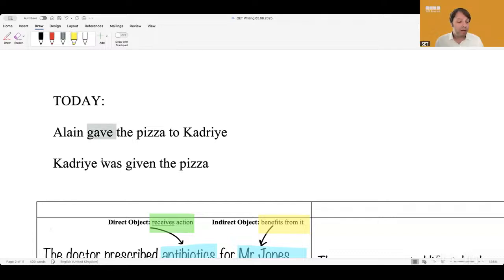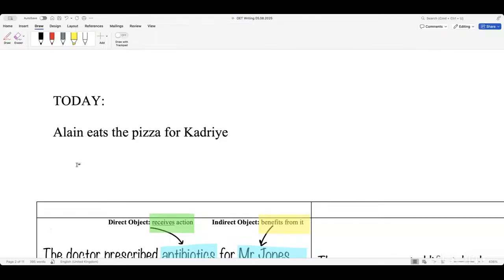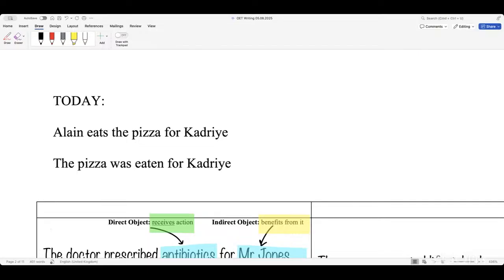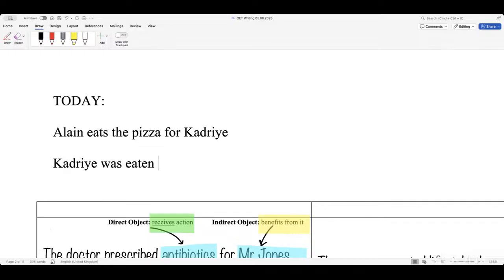What if I change the verb to "eats," though? "Alan eats the pizza for Kadriye." So now you cannot eat it, Kadriye, but I am eating it for you. I am enjoying it for you. Now, can I say "The pizza was eaten for Kadriye," like I am doing it for her? Yes, makes sense. But can I say "Kadriye was eaten"? No, not possible. And this is what we're going to be learning today.